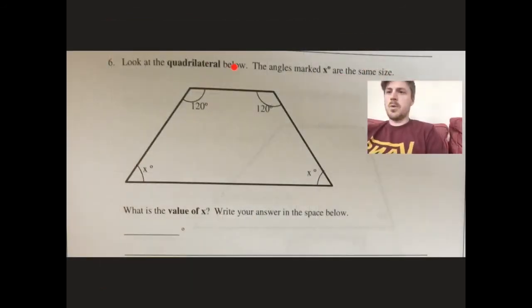If you're given a quadrilateral then and you need to calculate the missing angle, you need to remember that they are all going to add up to 360 degrees. So we can use that and the ones that we know to figure out our missing angles. And in this one, we've got two x's, which means those must both be the same.